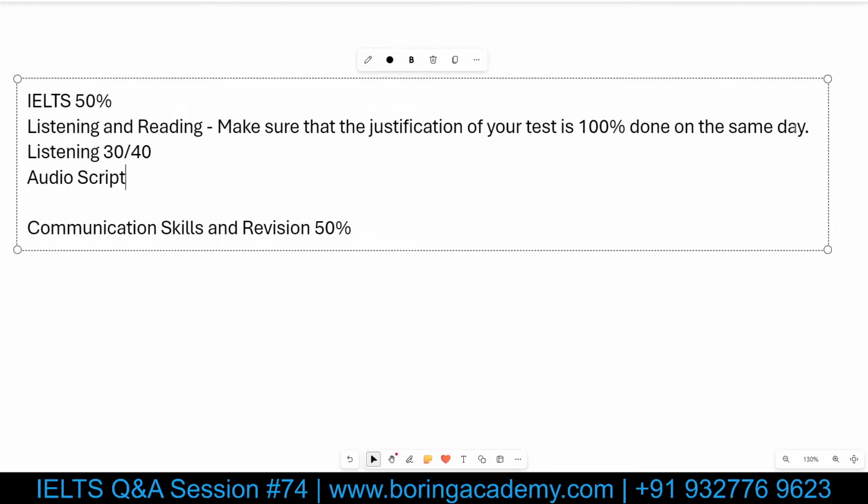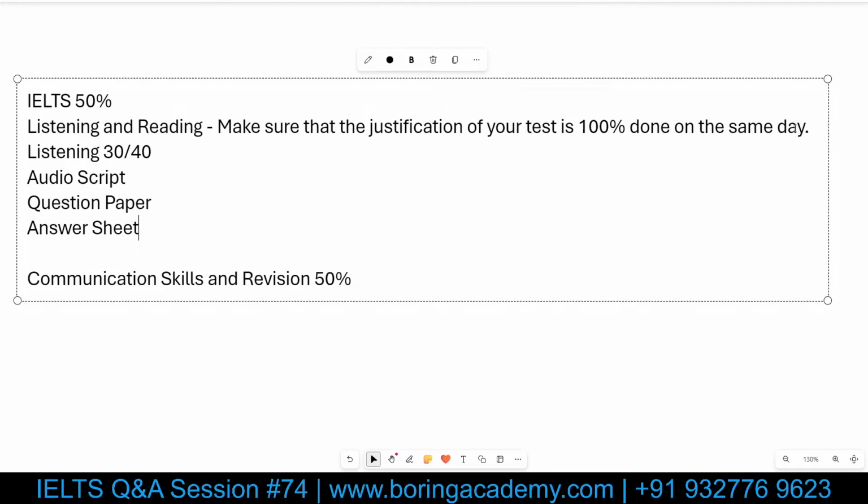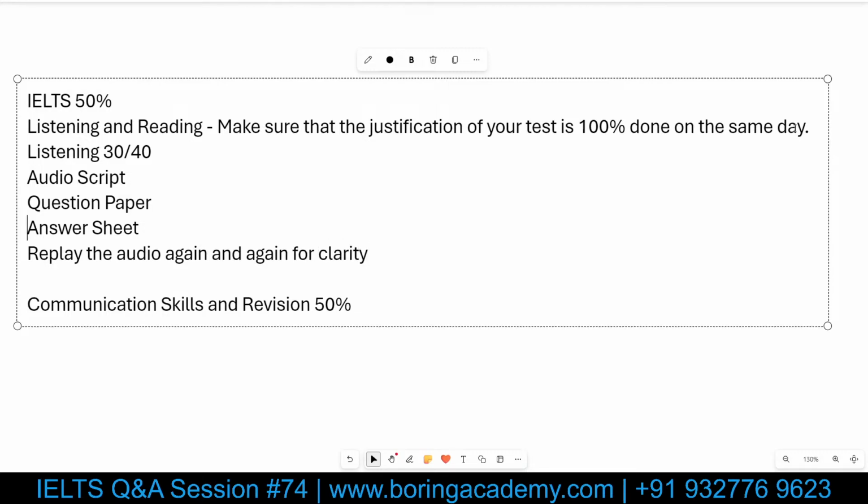Yeah, so go through the audio script, go through the question paper, and go through the answer sheet. Play the whole audio again. So you'll have an audio script, you'll have your question paper, you will have your answer sheet, and you will replay the audio again and again for clarity. And you will try to figure out where you made the mistakes. And especially when it comes to questions like MCQs, I want you to pause the audio again and again and play it again and again until you get the correct answer. Alright, so this is called justifying your answers.